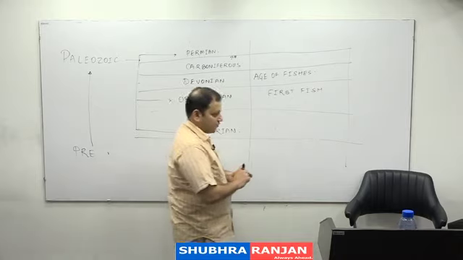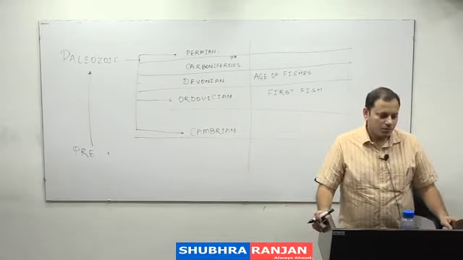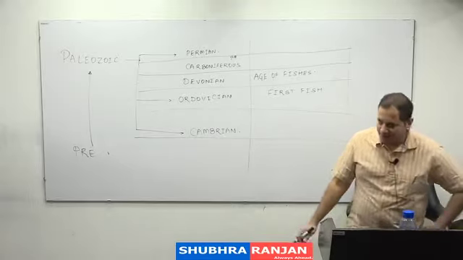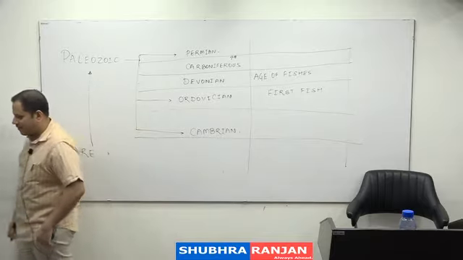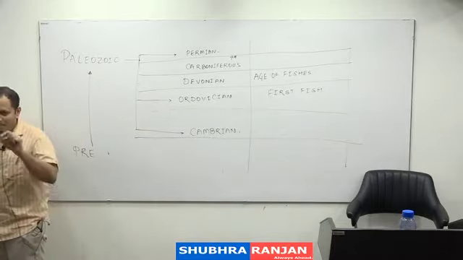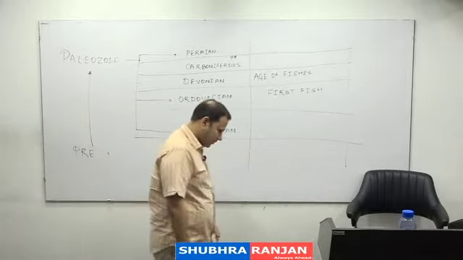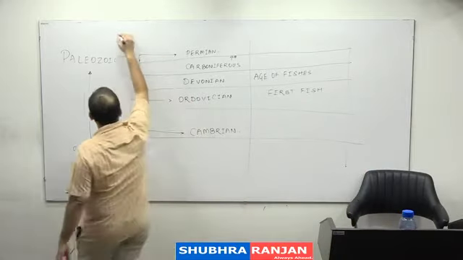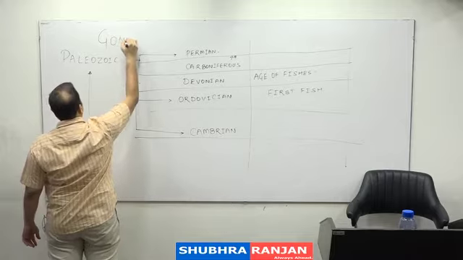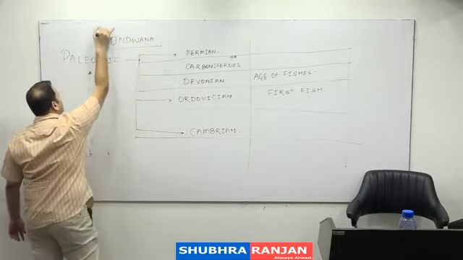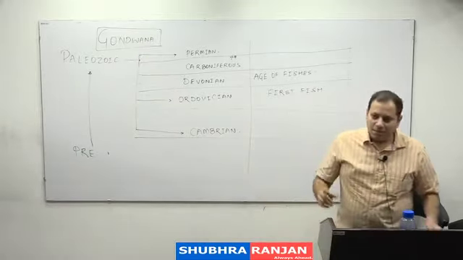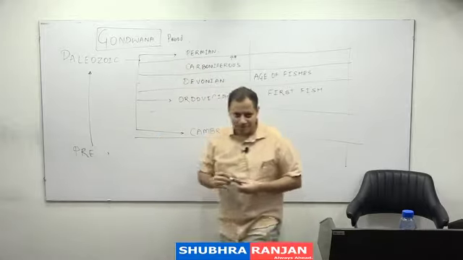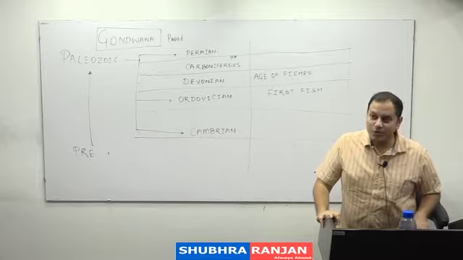Most of the coal in the world belongs to the Carboniferous period. Full stop. But Indian coal is of relatively younger age, belonging to the Gondwana period.